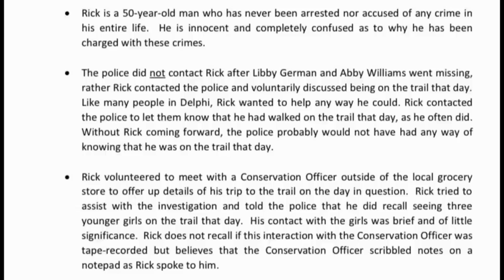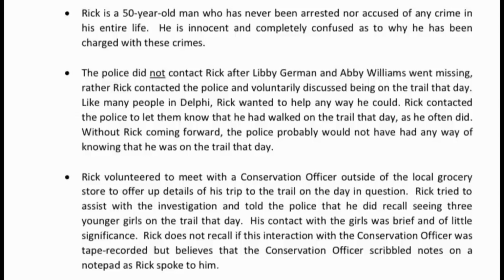He is innocent and completely confused as to why he has been charged with these crimes. The police did not contact Rick after Libby German and Abby Williams went missing. Rather, Rick contacted the police and voluntarily discussed being on the trail that day. Like many people in Delphi, Rick wanted to help any way he could. Rick contacted the police to let them know that he had walked on the trail that day, as he often did. Without Rick coming forward, the police probably would not have had any way of knowing that he was on the trail that day. Rick volunteered to meet with a conservation officer outside of the local grocery store to offer up details of his trip to the trail on the day in question.